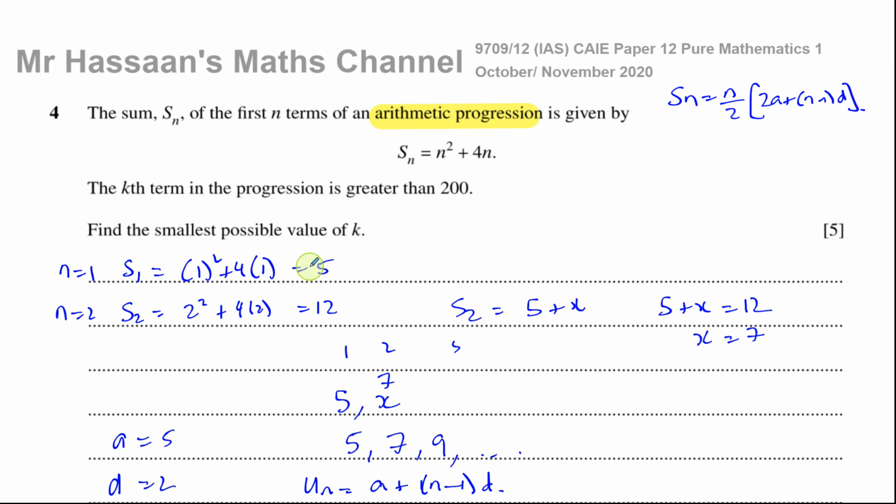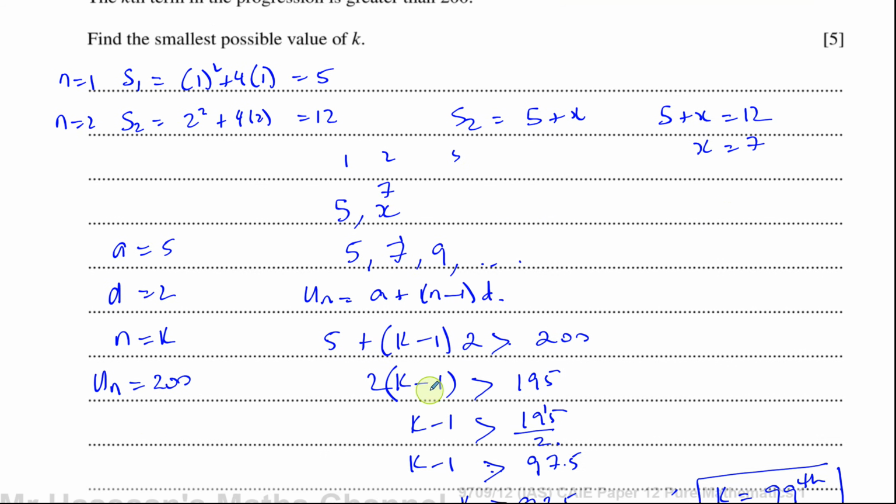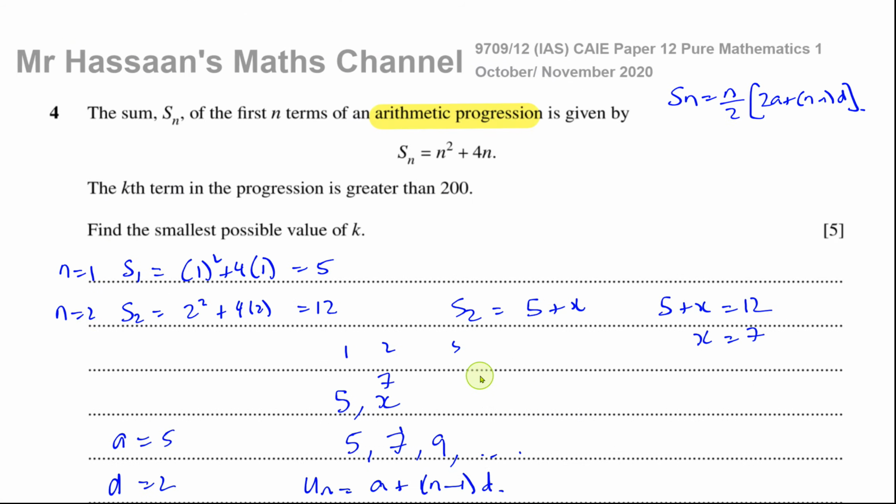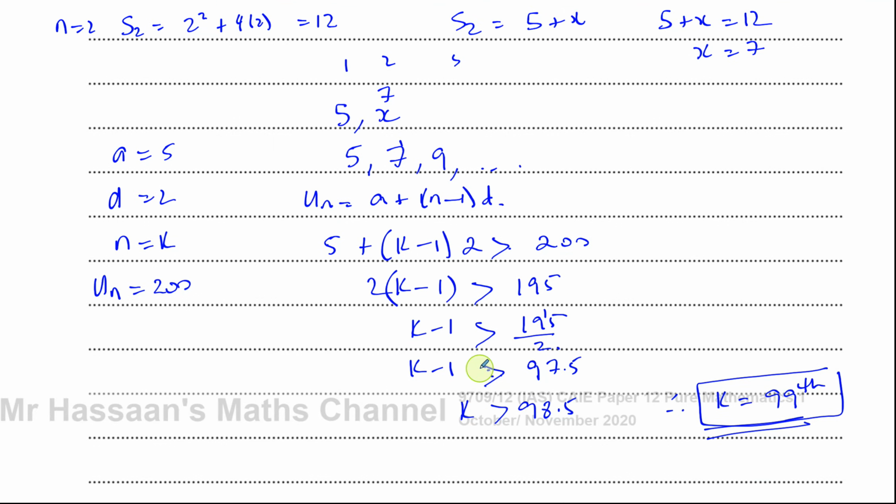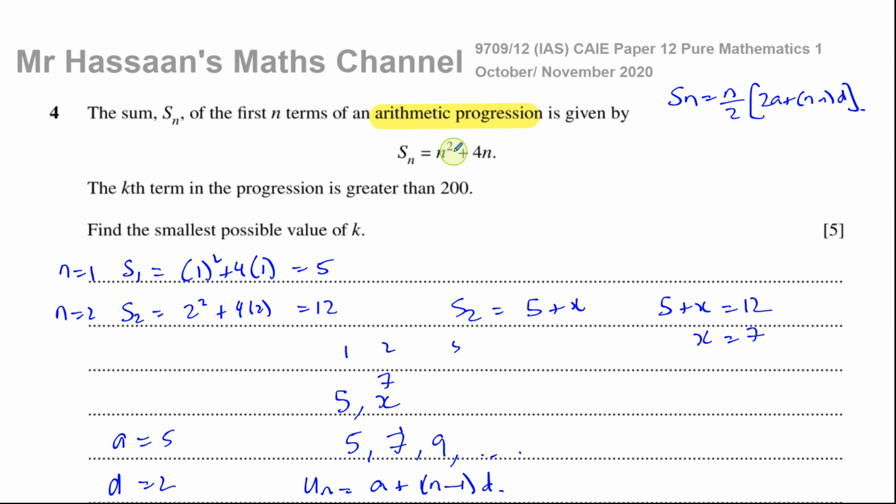n equals 1 will give you the first term. n equals 2 will give you the sum of the first 2 terms. So the sum of the first 2 terms is 12, which means the second term must be 7. So you know the first term, you know the common difference, and then you can proceed. It's not that difficult. It looks like a bit of a tough question, but once you understand that you can generate the sum by putting different values of n in here, that will make life very easy for you. So that sums up this question number 4.